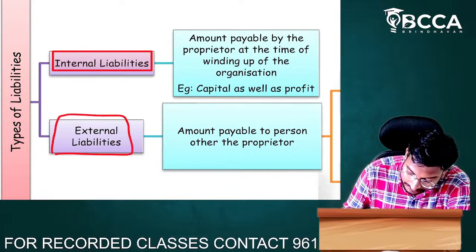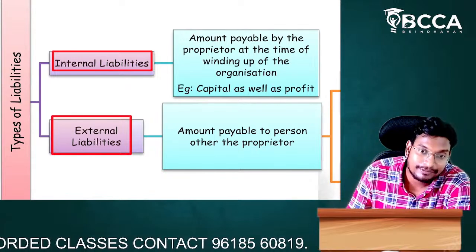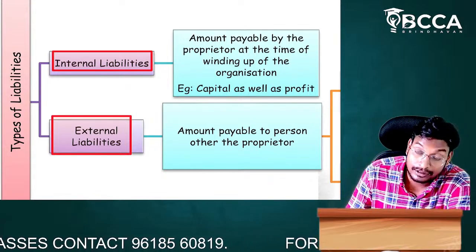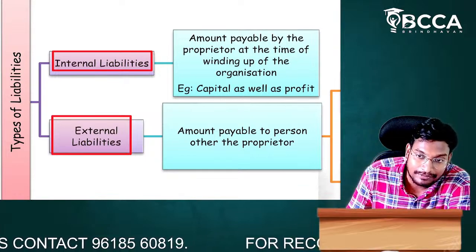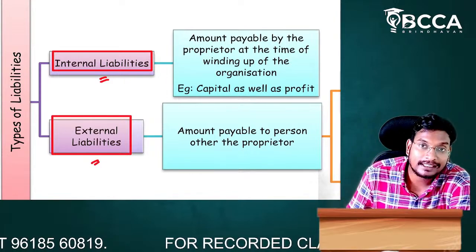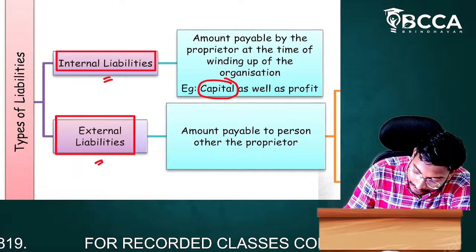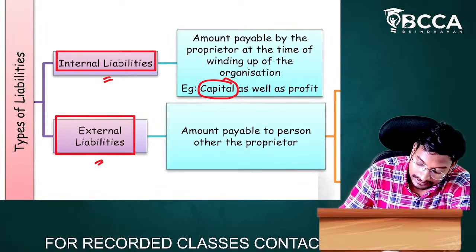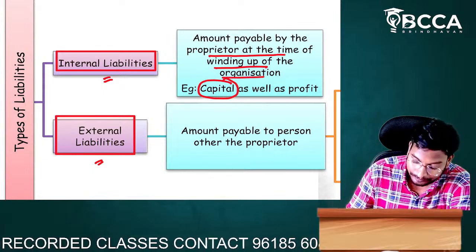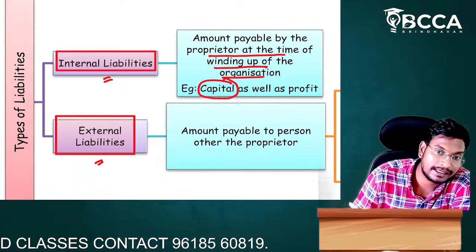External liability. Sir, don't think we already know all these topics. Once again, I am revising these topics. It will be useful to us for understanding my language. Okay, sir? So, internal liabilities and external liabilities. Internal liability means what, sir? The best example of internal liability is capital. The amount payable to the proprietor at the time of winding up of the organization is called internal liability. Internal liability means the amount we have to pay to the owner at the time of winding up.